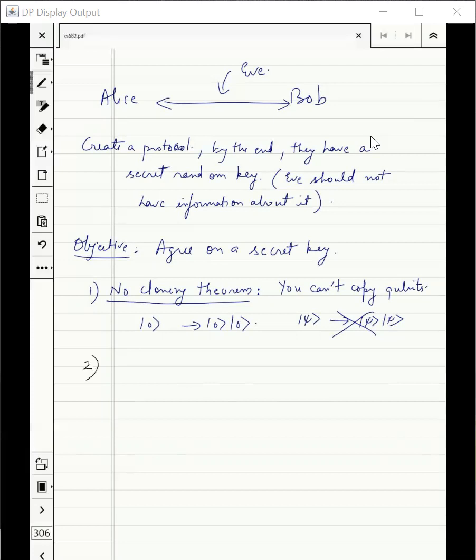The second principle is that measurement disturbs the state.